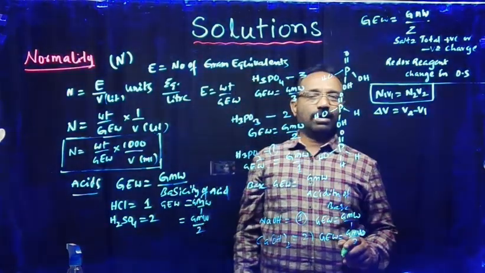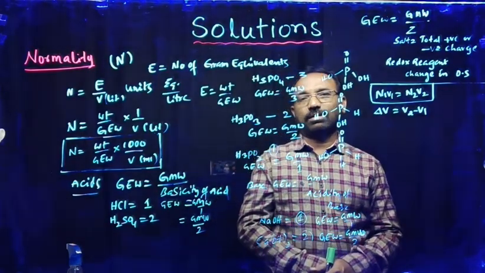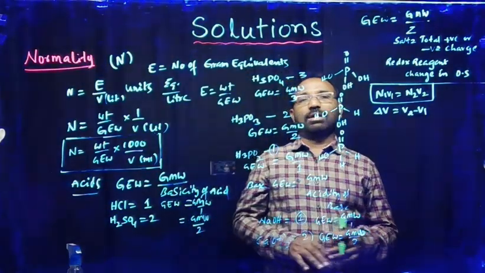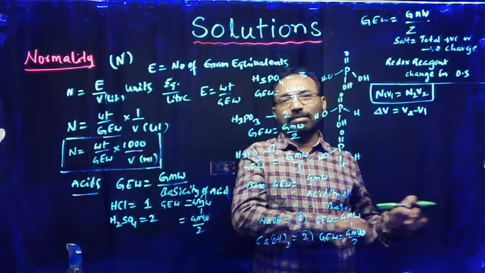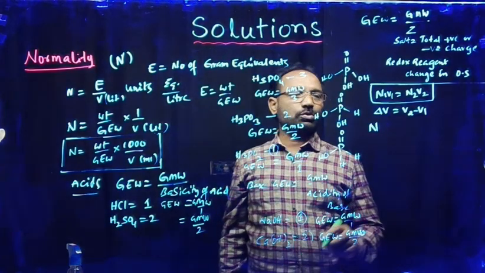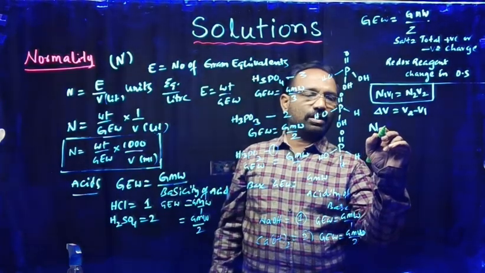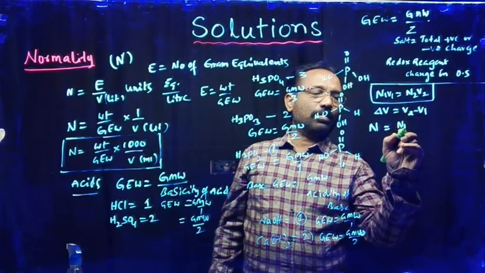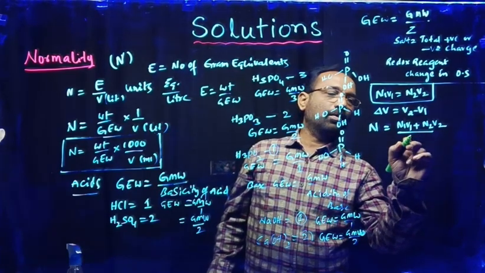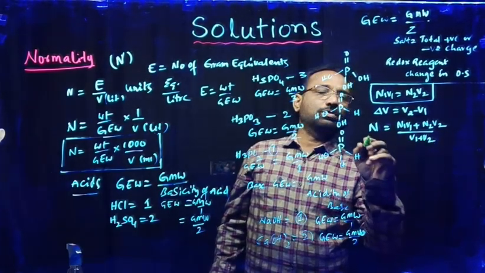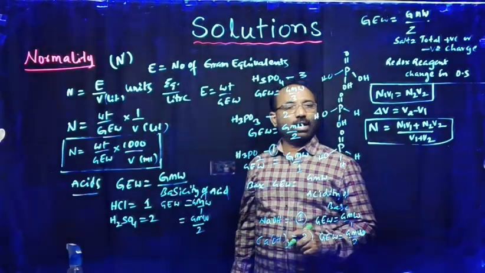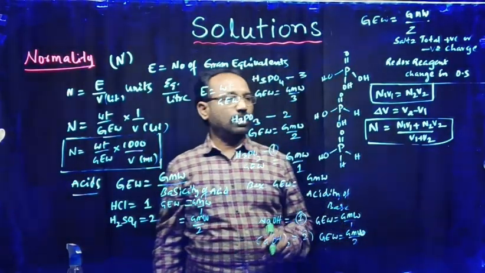Similarly, if two acids are mixed together or two bases are mixed together, don't mix acid and base, then the normality of the resultant solution equals N1V1 plus N2V2 by V1 plus V2. So this is for a mixed solution, where you take either acids or bases. Okay.